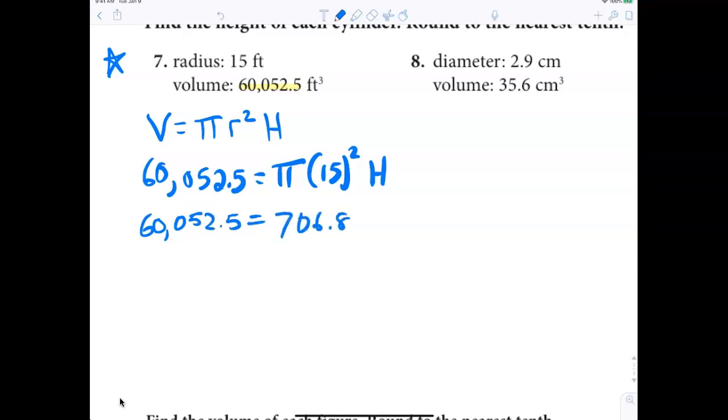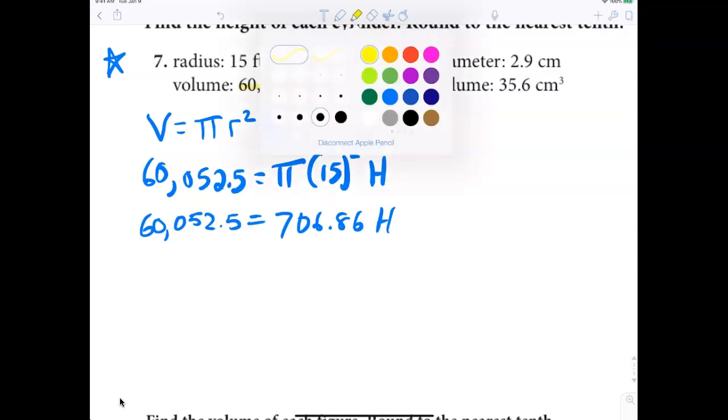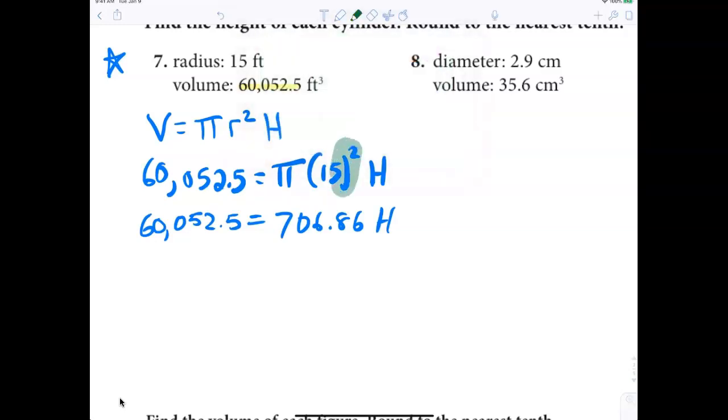706. Somewhere close to that. Do you agree? Are we happy with that? Well, try pi times 15 squared. That may be why you're confused. I just don't understand why you would put that. Because this is what it's telling me. That's a good question. Watch, and I'm going to try to help you. I'm trying to show you. This is what that is.